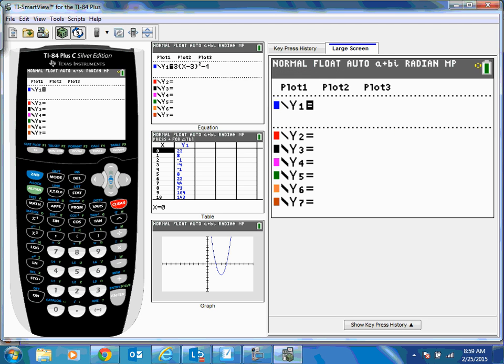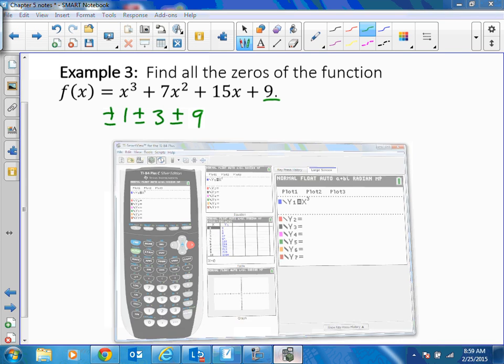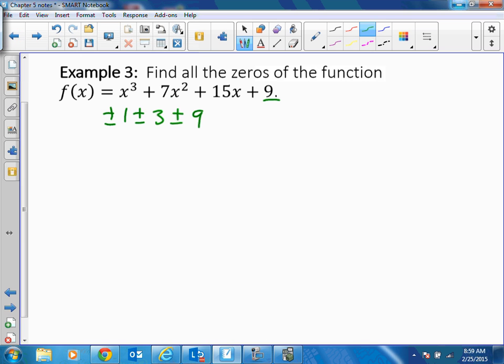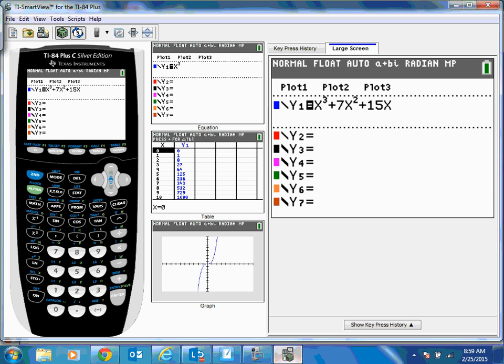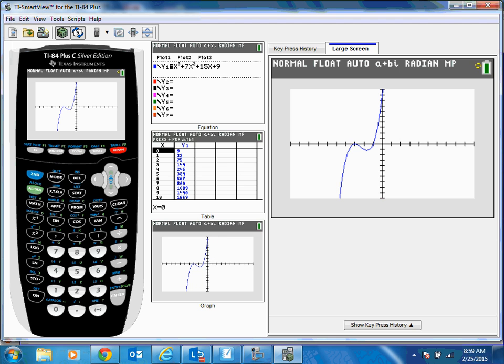What I just had up there was an x cubed, and all the rest of it: plus 7x squared plus 15x, and then what was the rest of it? Plus 9. All right, so when we graph that, we get where it looks like it crosses, which would be negative 3 and negative 1.